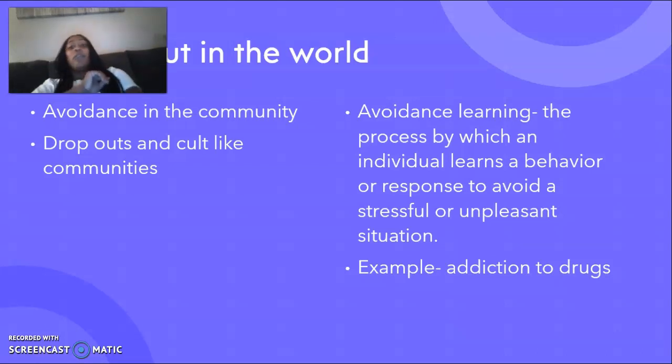So they also discuss avoidance learning. So avoidance learning is the process by which an individual learns a behavior or response to avoid a stressful or unpleasant situation. Now with avoidance learning, it may take time. So an example of that is addiction to drugs. At first you may think that it's reinforcing you, and then throughout the years it's actually taking a hold of you and your body. So you end up learning from your behaviors, like this isn't good for me, I have to start weaning myself off of drugs. So that's what avoidance learning is.